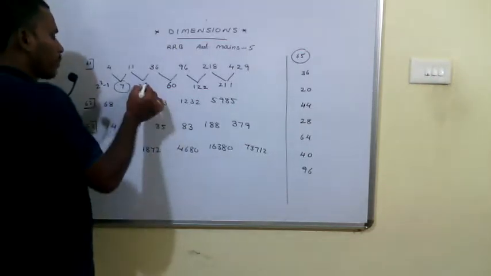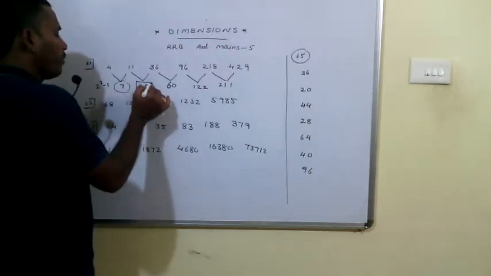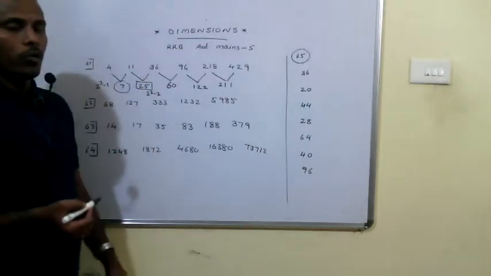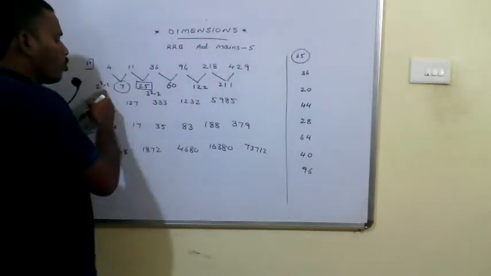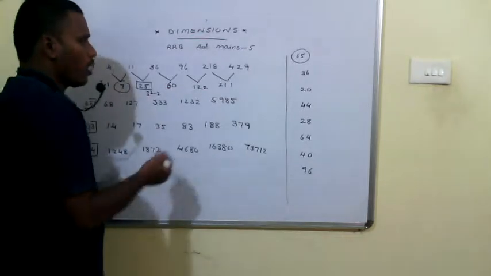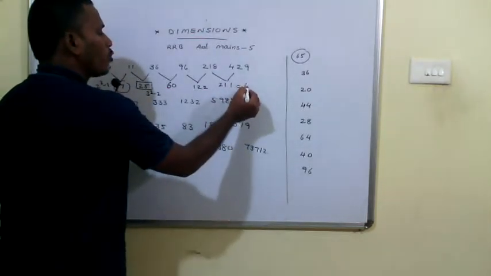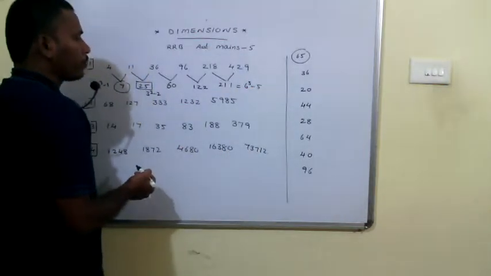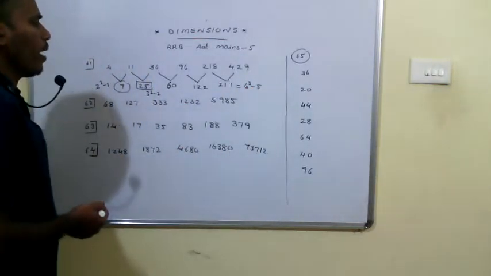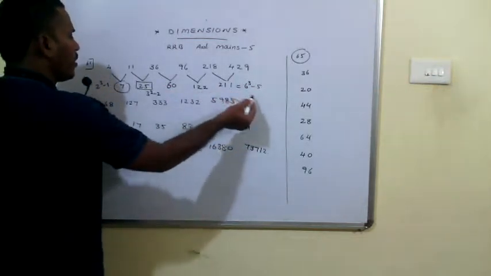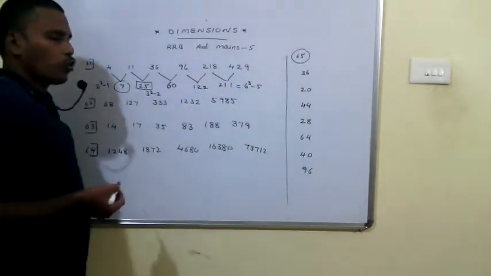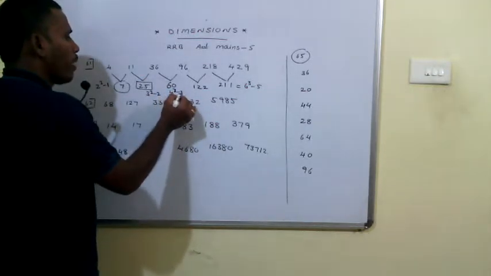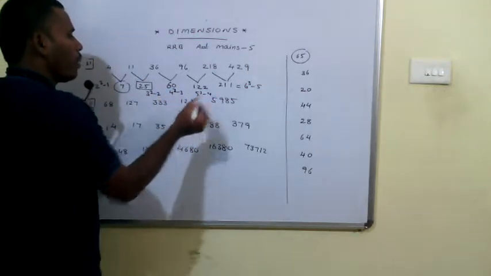Whereas this 25 has to be expressed like 3 cube minus 2, 27 minus 2. This is 2 cube minus 1, this is 3 cube minus 2, and coming to here, this 216 is nothing but 6 cube minus 5. These two numbers must be of the form 4 cube minus 3, 5 cube minus 4.